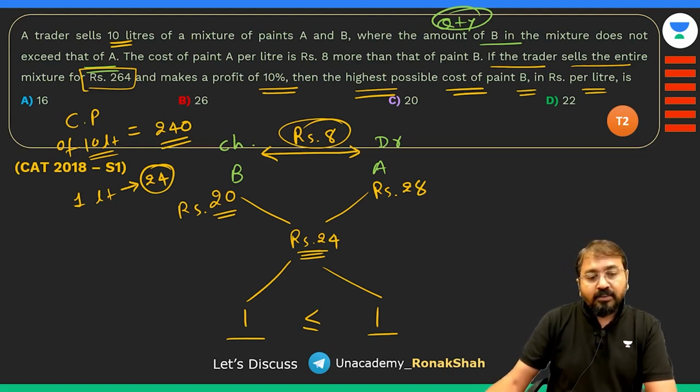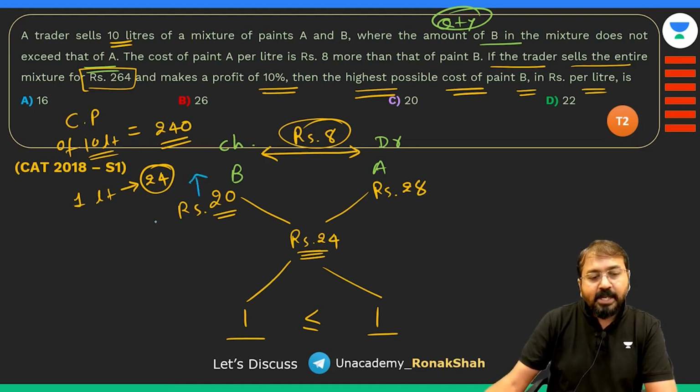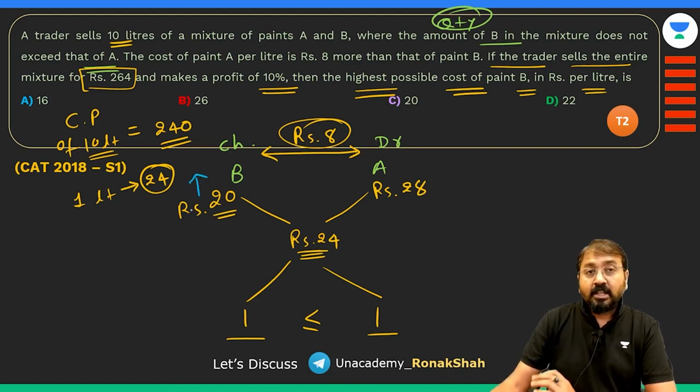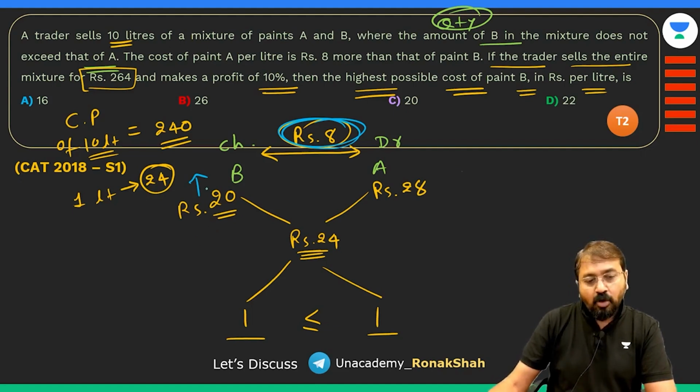Now, can I increase this B price from 20 to 21 or 22 or something like that? The answer is no, because we need to keep this difference of 8. If I make this one 21, I'll have to increase this again if I keep the same proportion, right? So I'll have to make this 29 to keep the difference of 8, and this will not come out to be 24. So that's how we can make out the quantity of B.